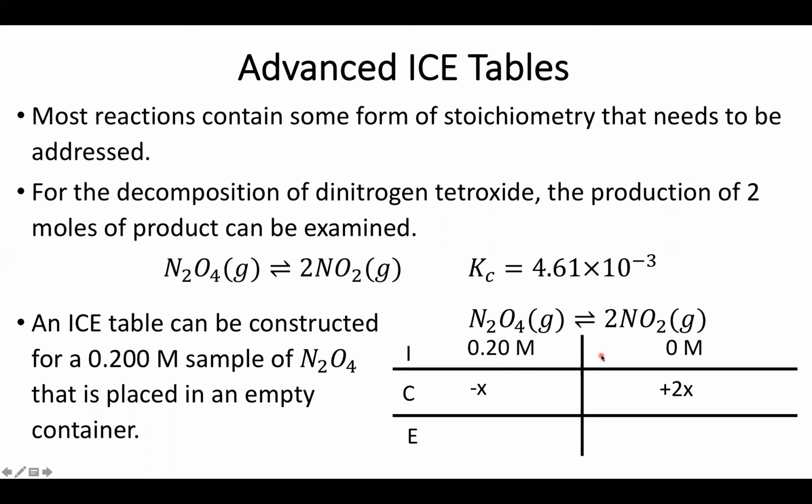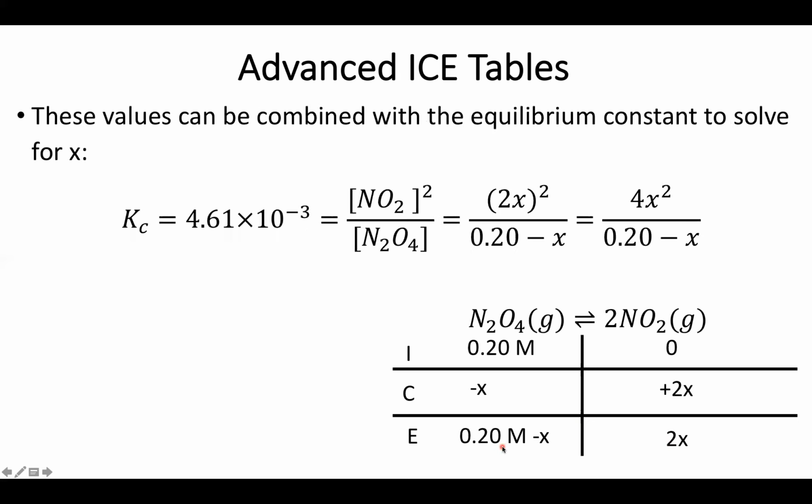Then to get equilibrium, same process, we add together the first 2 rows. So 0.2 minus x and then 2x. Now that we have this, what we can do is plug these values into our equilibrium expression. However, we run into another difference here. Last time we didn't have any powers to raise any of our concentrations to. Here, note that our products are raised to the second power.